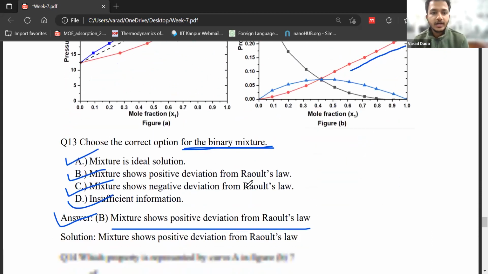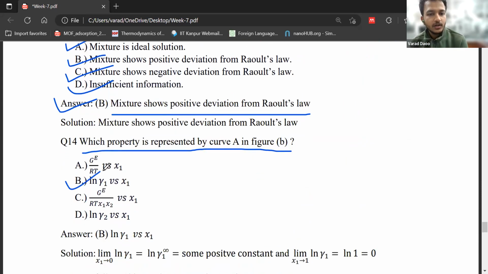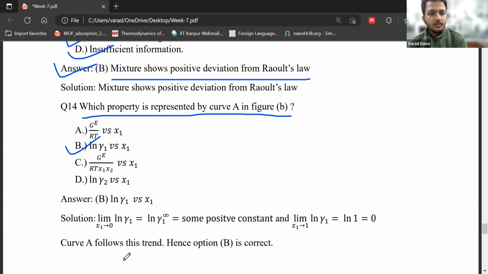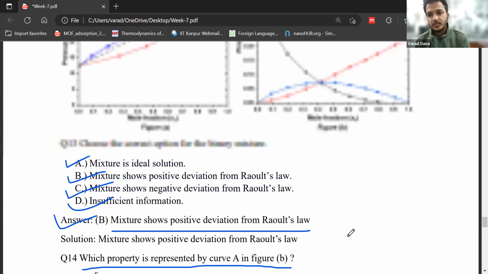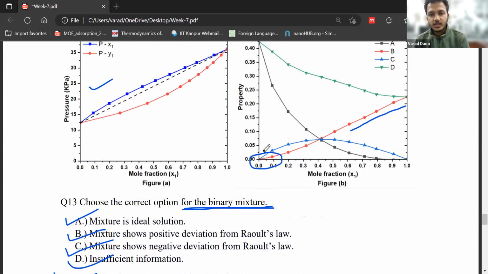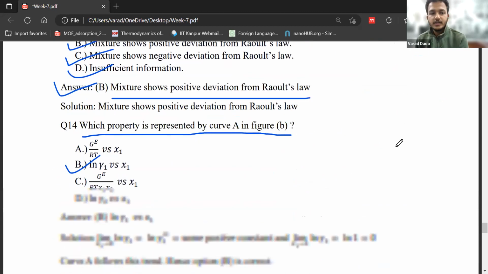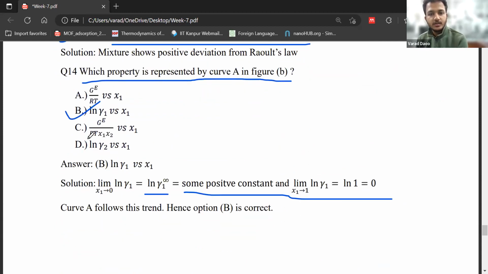Okay. So correct answer is option B. Okay. Now why is that? We know that limit x1 tending to 0 ln gamma 1 is nothing but ln gamma 1 infinity, which is nothing but some positive constant, and limit x1 tending to 1 ln gamma 1 is nothing but ln of 1, which is nothing but 0. So you see here it is coming out to be 0, and here at the limit it's coming out to be some positive quantity, right? Ln gamma 1 infinity, right? Hence we can say that this is B.